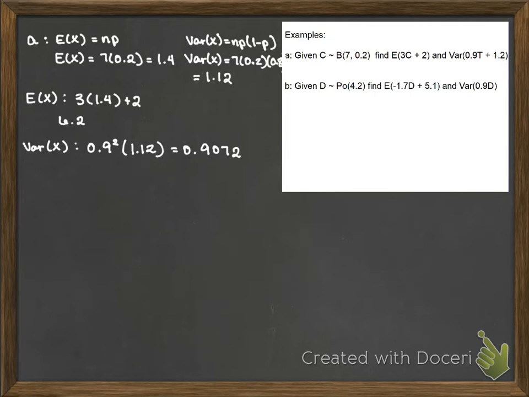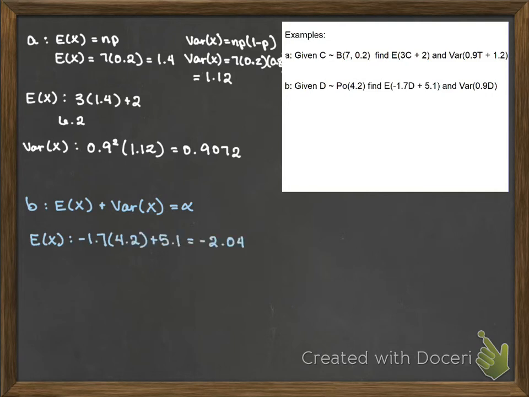So for our second example, we are given a Poisson distribution. Remember that our expected value and our variance is our parameter, which is 4.2. So for our expected value transformation, it'll be negative 1.7 times 4.2 plus 5.1, which is negative 2.04. For our variance, it'll be 0.9 squared times 4.2. So our new variance will be 3.402.